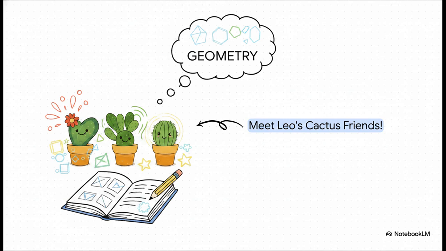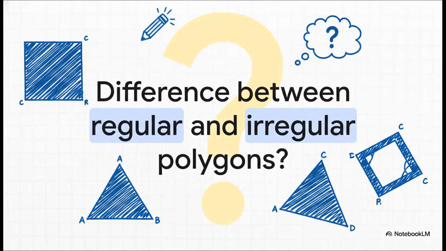But before he can even start painting, Leo really needs our help to understand 2D shapes so he can plan out his decorations perfectly. If we can teach him the rules of geometry, he's going to draw the absolute best decorations these cactuses have ever seen. All right, let's dive right into this.